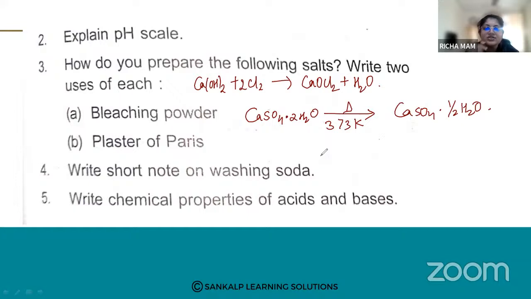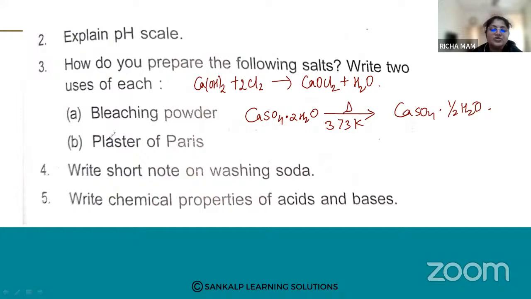Now what are the uses of plaster of Paris? You use it for supporting fractured bones, for casting ornaments and decorative materials, for statues and artificial decorative items. Sometimes it is used to fill gaps in the teeth, and for making blackboard chalks. So this is the preparation and the uses of these two.